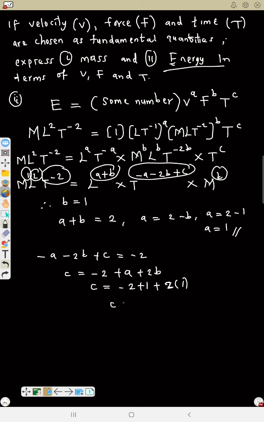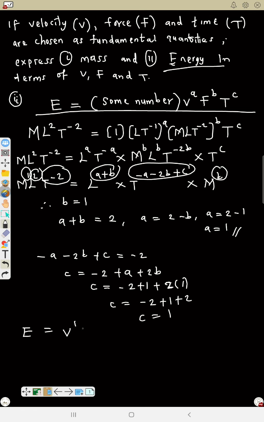So that means c is equal to minus 2 plus 1 plus 2. So c is equal to 1. That means a is 1, b is 1, c is 1. So now go back to your energy. Energy is some number which is constant, then v raised to power a is 1, f raised to power b is 1, T raised to power c is 1. So that's the answer for that one.